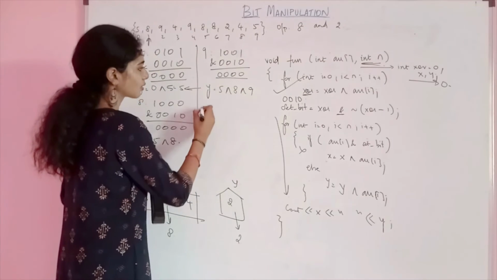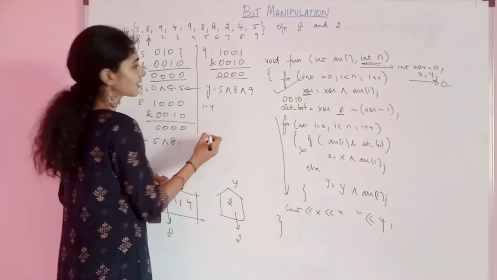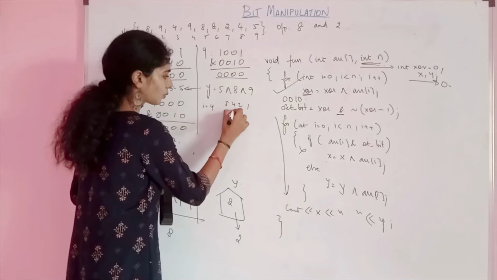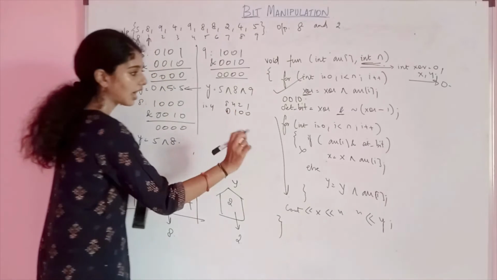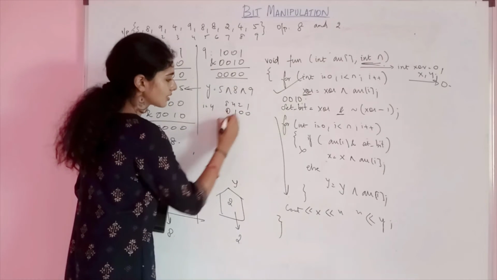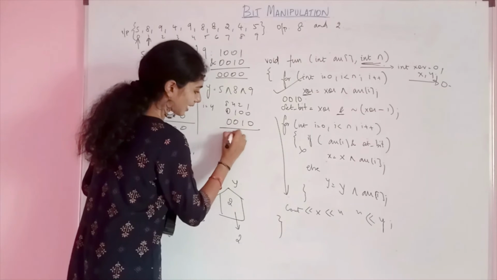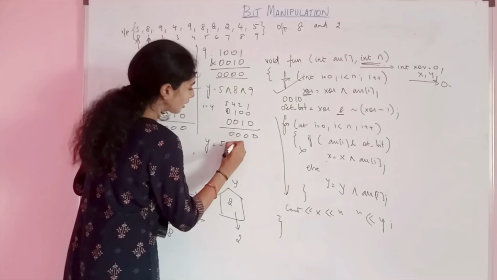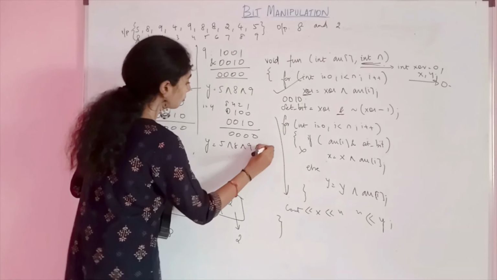You go for I is equal to 4. So when I is equal to 4, what will happen? For 4, it is 8, 4, 2, 1, 0, 1, 0, 0. Again, AND it with the set bit. Set bit is 0, 0, 1, 0. So again, everything is 0. If condition is false, go to else. So else is going to be 5, 8, 9, 4.